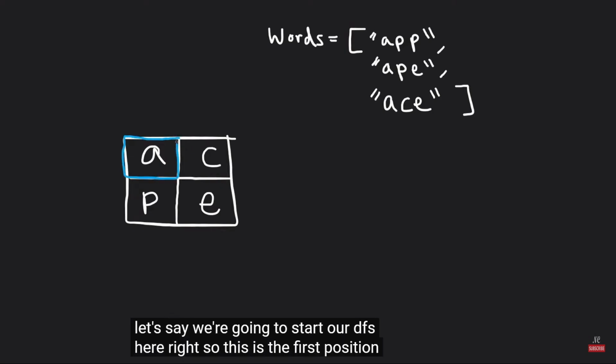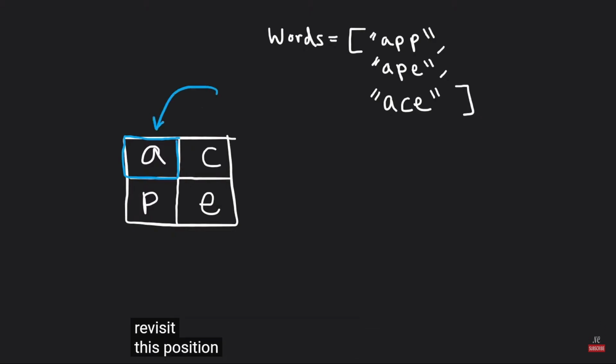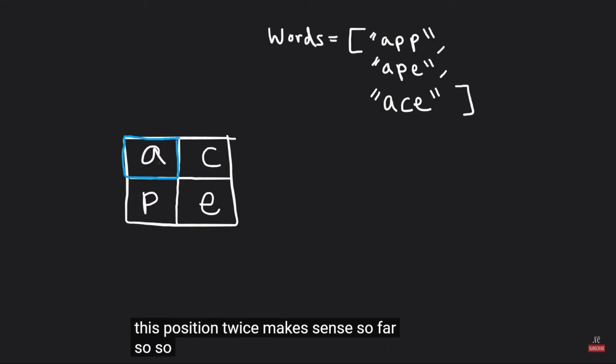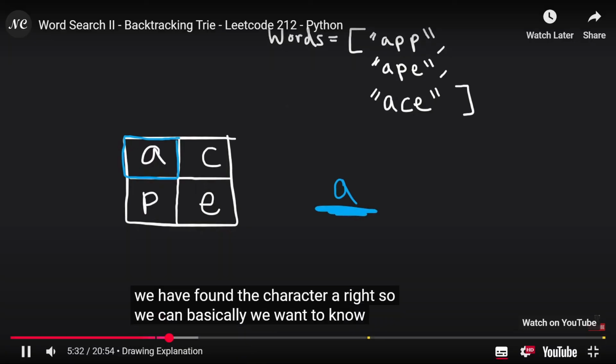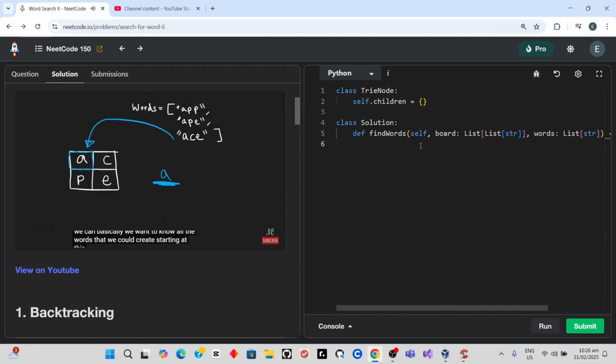So this is the first position we're going to be at, and we can't revisit this position twice. Makes sense so far. So far we have a single character, right? We have found the character A, right? So we want to know all the words that we could create starting at this position, DFS from here. And of course, then we're going to repeat that by doing a DFS from here, here, and here. But so far, we're only starting here.